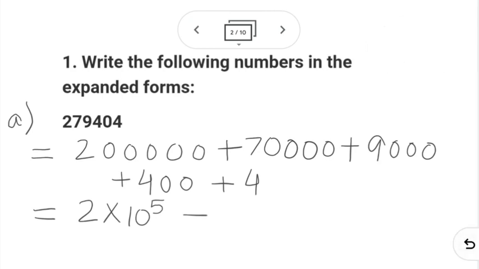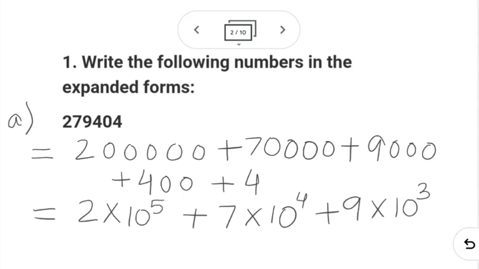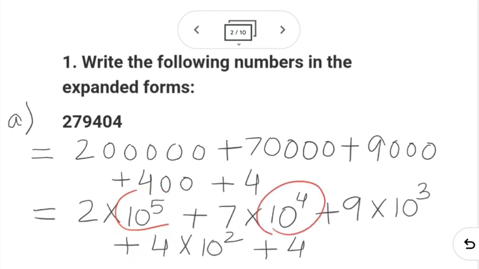Similarly, this number can be written as 7 into 10 raised to power. How many zeros are there? 4 zeros are there. So we will write 10 raised to power 4. Similarly, this can be written as 9 into 10 raised to power 3, since there are 3 zeros, plus this number can be written as 4 into 10 raised to power 2, since there are 2 zeros, plus 4. No zero there, so we will not write anything, we will simply write 4 here. So this is the expanded form of this number, where we have used exponential terms to write its expanded form.